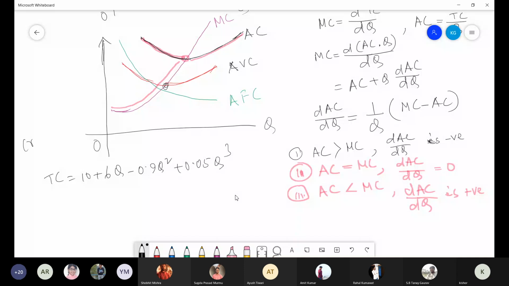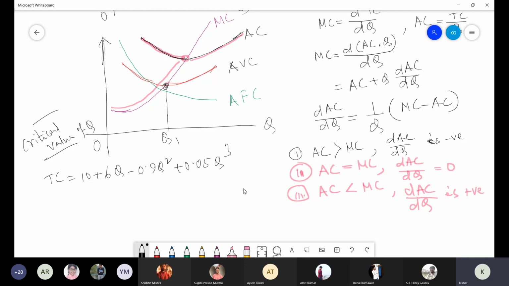Critical value of output, critical value of Q. Critical value of output means Q is the output. The critical value of Q with respect to AVC will be that value where AVC is minimum. If I ask you to find the critical value of output using that equation, finding it out means finding Q where AVC is minimum. So in a fraction of a second, you should be in a position to calculate it.